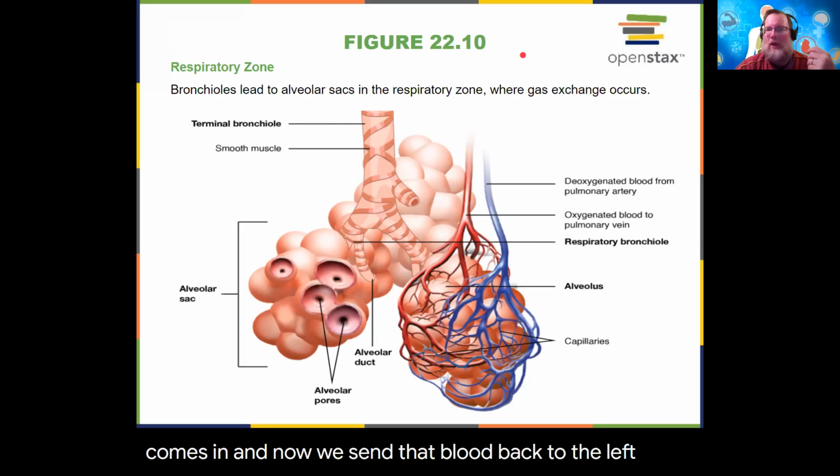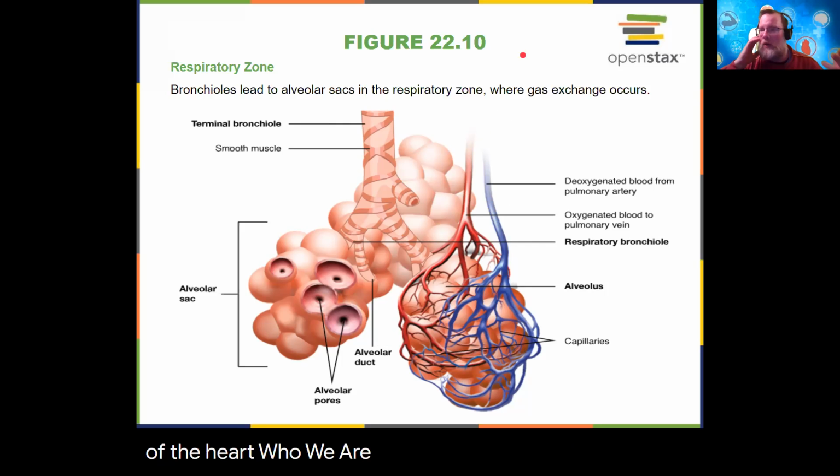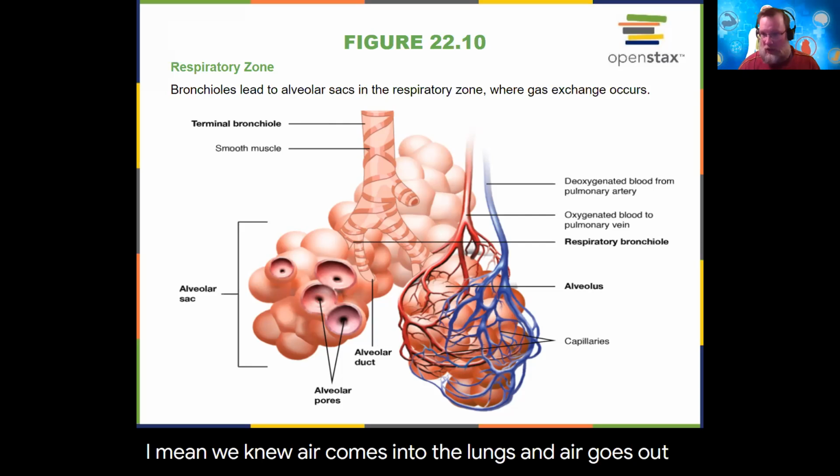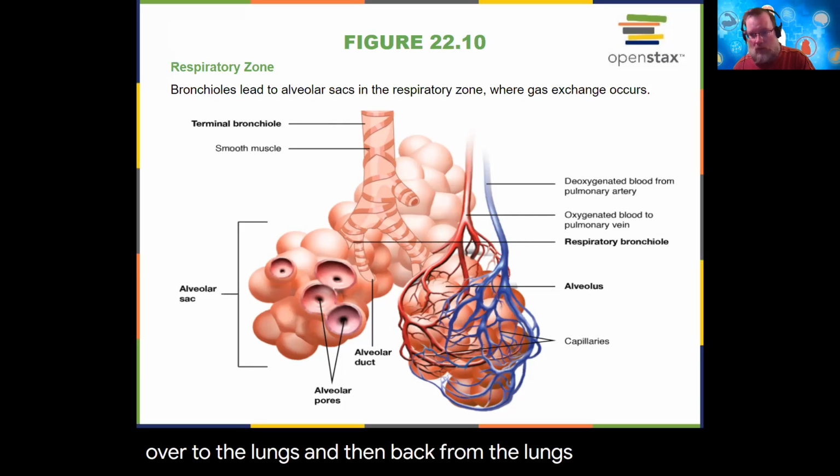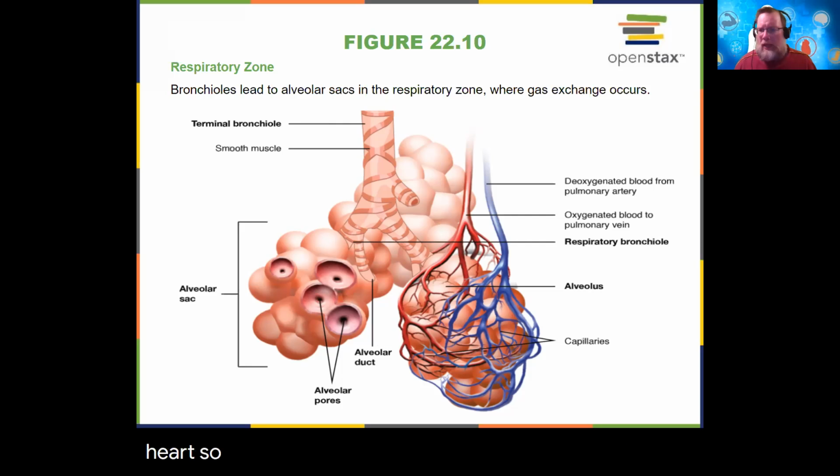of the heart. Whew, we already knew this. So now, well, we knew air comes into the lungs and air goes out of the lungs. Well, now, oxygen goes in, carbon dioxide goes out. We also knew blood went from the heart over to the lungs and then back from the lungs over to the heart. So you guys knew that maybe before you took this class. Well, now you can get a little more specific.